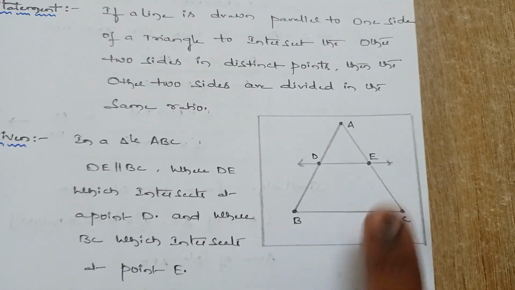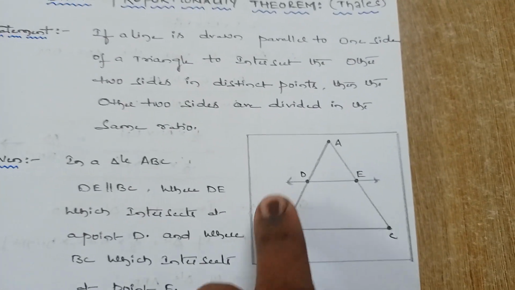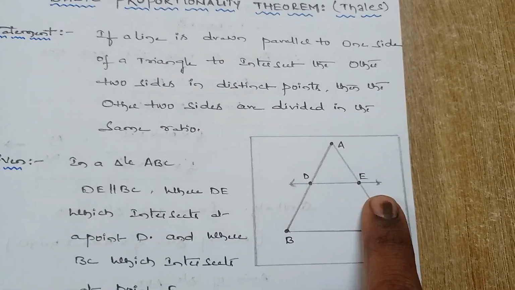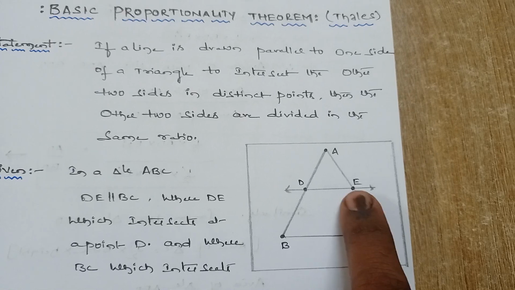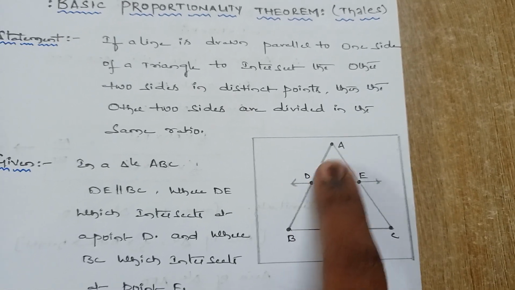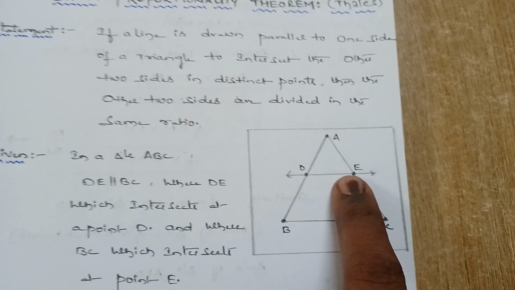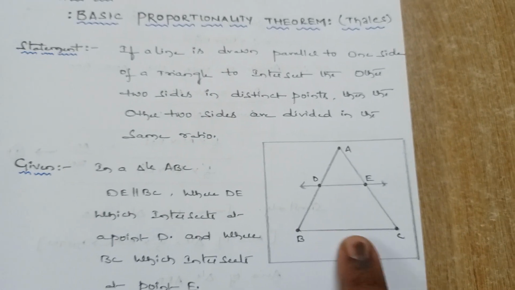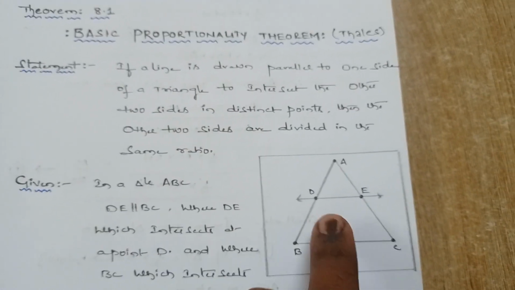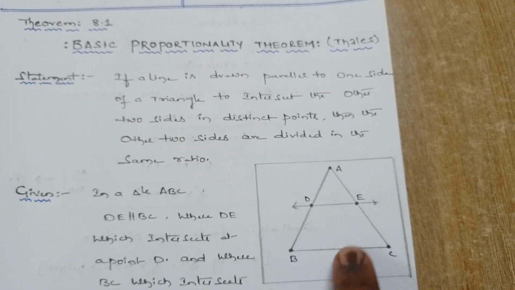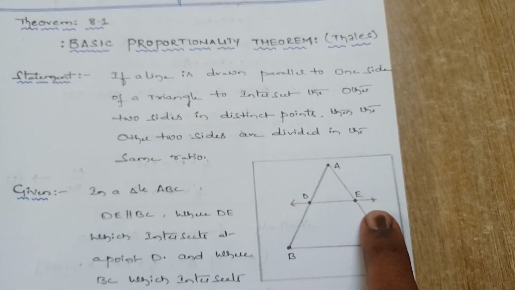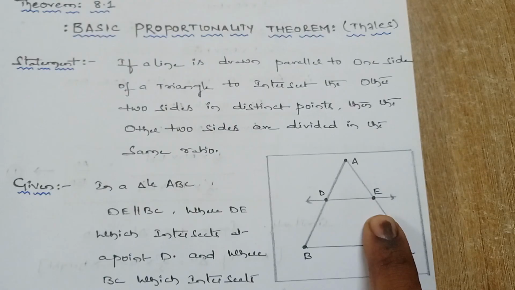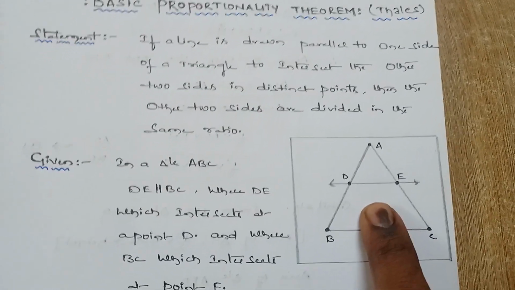I will explain. Take a triangle. If you draw a line, it will meet the triangle at two distinct points, right? Then this line will be parallel to the base BC. Once this line is parallel to BC, then this line divides the other two sides in the same ratio. That is the proof, guys.